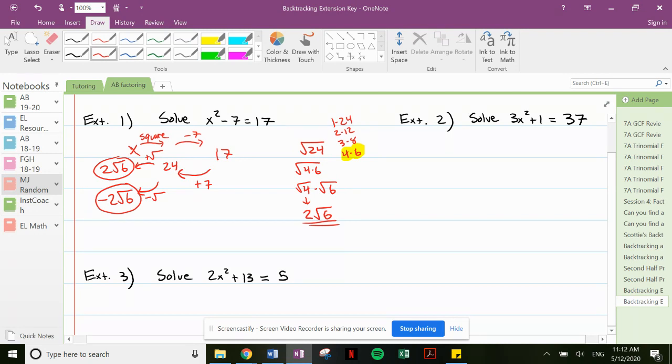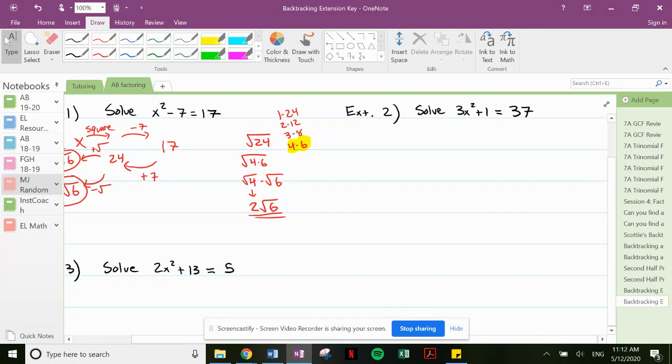So just recognizing that occasionally you're going to have to simplify that radical. Now, you won't see this on a quiz or a test necessarily, but it is the same concept, backtracking with that extra step when you don't have a perfect square. Let's try the second one.